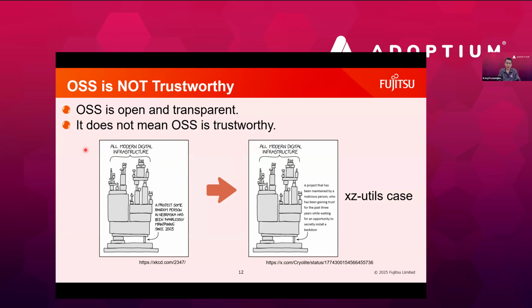And speaking of OSS, we often feel that OSS is trustworthy because its code is open for anyone to inspect. But as the recent XZ backdoor incident proved, transparency does not automatically equal trust. These comics perfectly illustrate OSS dependency problems. We simply cannot blindly trust all our dependencies.